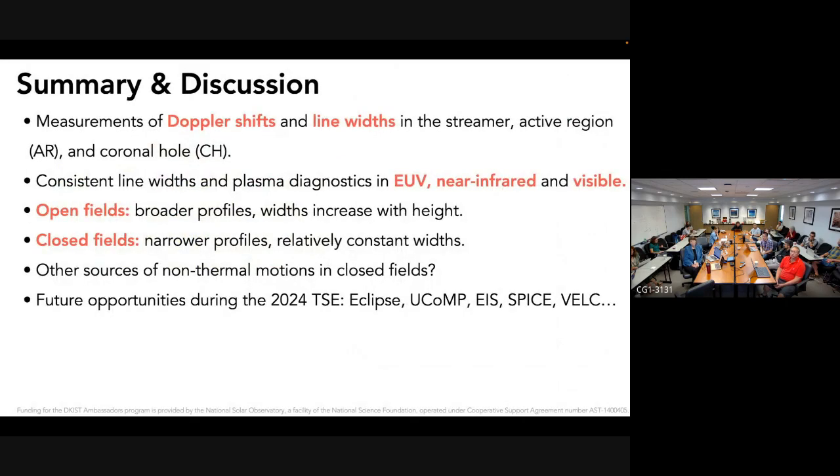So just a quick summary. Basically, using the data taken during the eclipse, I'm not the first one to find the distinct patterns of the line width variation in the open and closed fields, but we validate that using observations during the eclipse, we can do good measurements of the line widths in the open fields and closed fields. And there are a lot more opportunities to do observations during the 2024 eclipse with more observations from the ground and space.